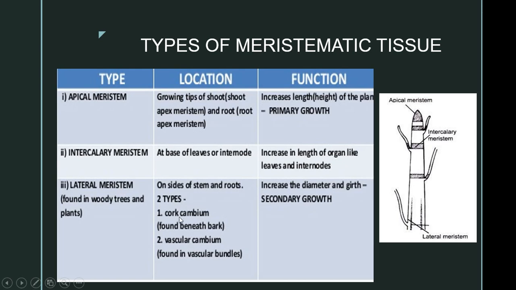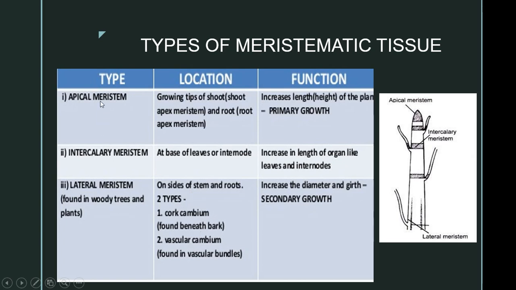There are two types of lateral meristem: cork cambium, which is found beneath the bark. We know the woody outer covering of the tree is called the bark. Just beneath the bark we can see the cork cambium. The second type of lateral meristem is called vascular cambium, which is found in vascular bundles. We will see all these in detail in later modules.